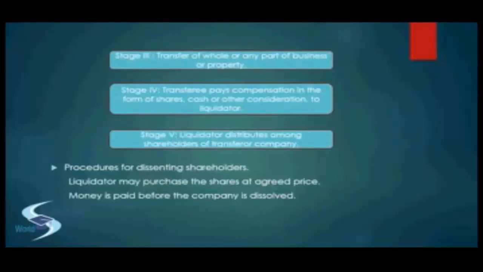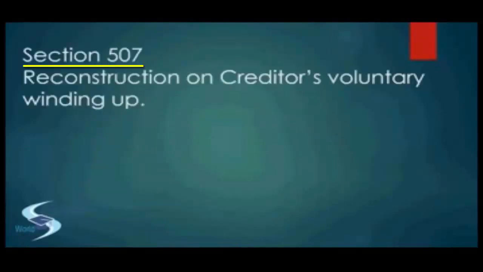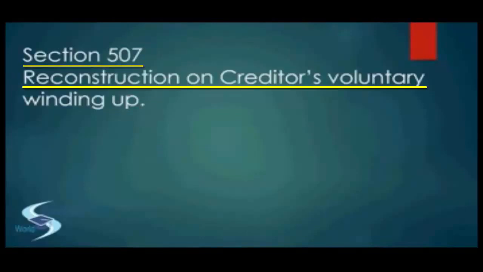So here we complete the entire section 494, which is reconstruction of the company being wound up by the members on a voluntary basis. When we started this section, we made it very clear that this is a voluntary winding up by the members. Now, what if the creditors want to wind up the company? That will not be dealt with by section 494. That will be covered by section 507, where it is the reconstruction on the creditors' voluntary winding up instead of the members'.